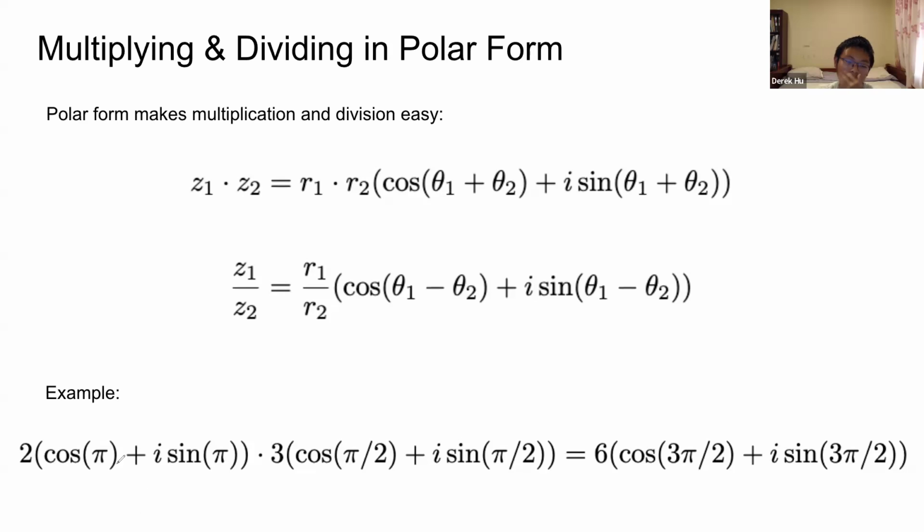And here we have an example. You can see we multiplied the two distances. 2 times 3 is 6. And then here, the first complex number's argument is pi, and the second one is pi over 2. So we just add these and we have 3 pi over 2 here. So yeah, it's pretty simple.